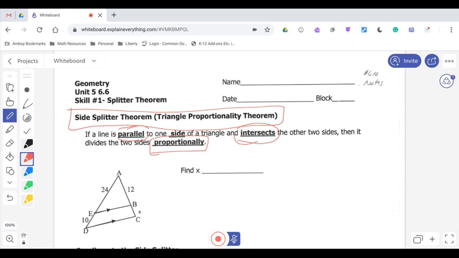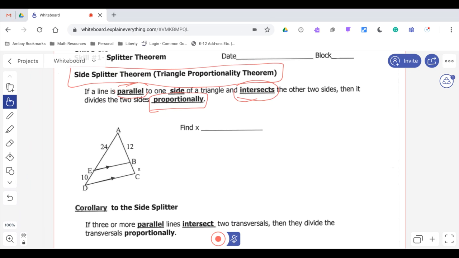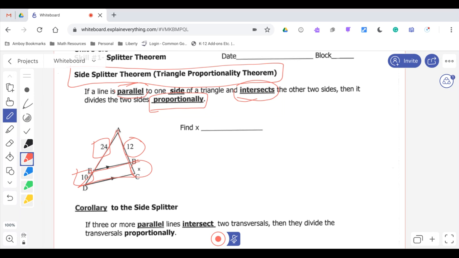Okay, so basically what's happening here in our diagram down here, we have this triangle. It's the big one on the outside. And it's getting split by this line, which is parallel to the bottom side of the triangle. And when that happens, we are cutting the two other sides of the triangle proportionally. So that means that x is proportional to 12 in the same way that 10 is proportional to 24.